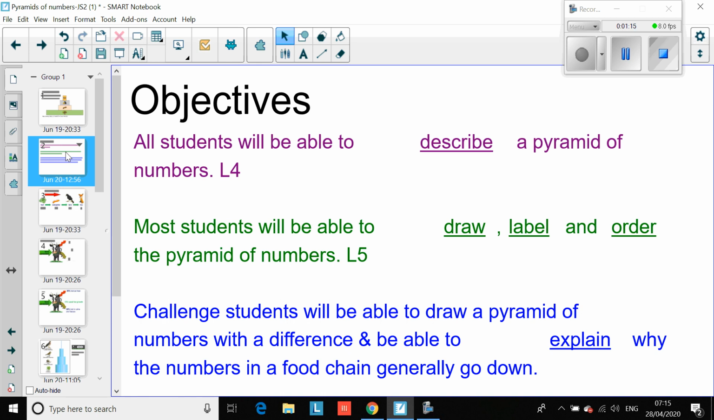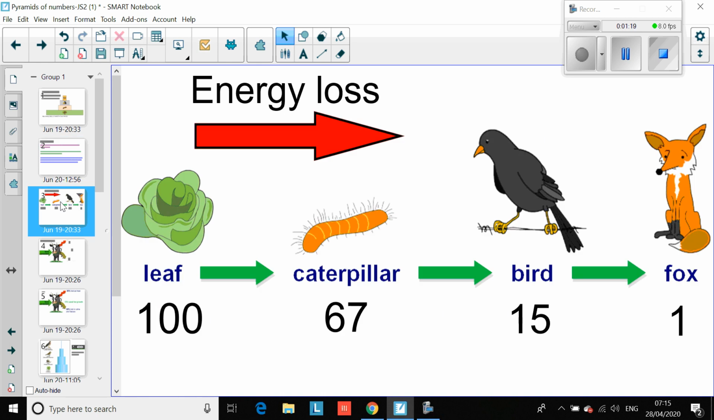Okay, so the first thing I would like you to do is copy this into your book. But before you do, I'm just going to quickly explain it. That's just quite similar to the one we just saw. Okay, look at the red arrow that says energy loss. Think about what this shows you. As you go up a food chain, the energy is being lost.